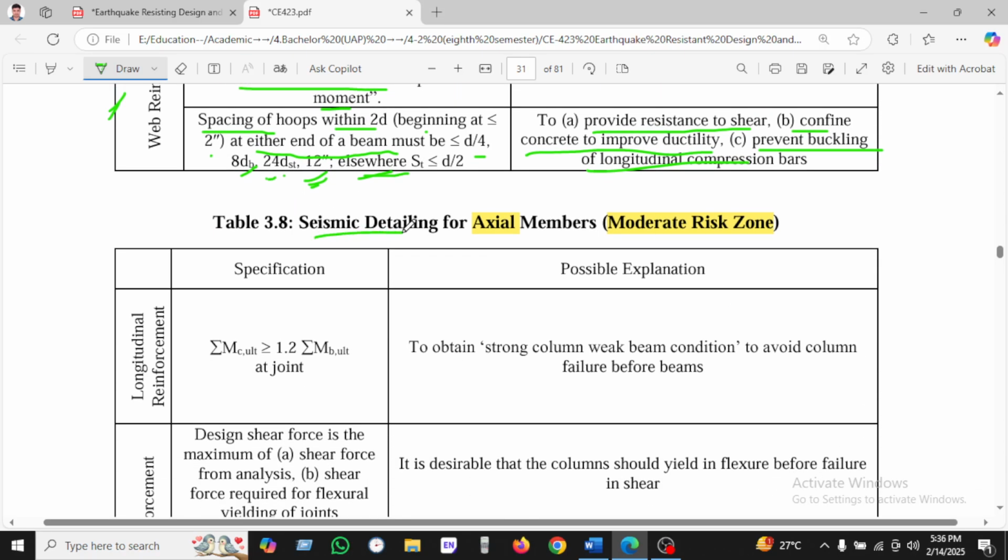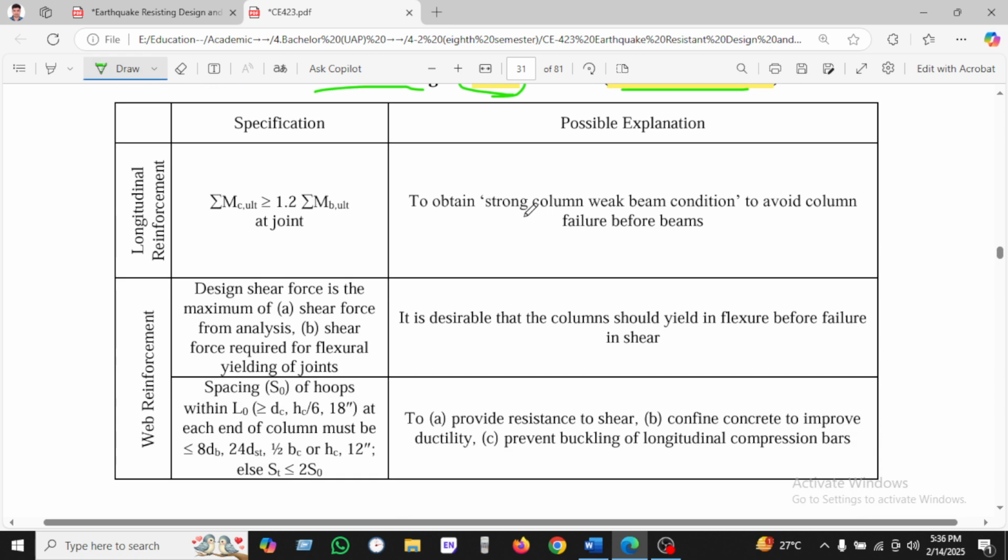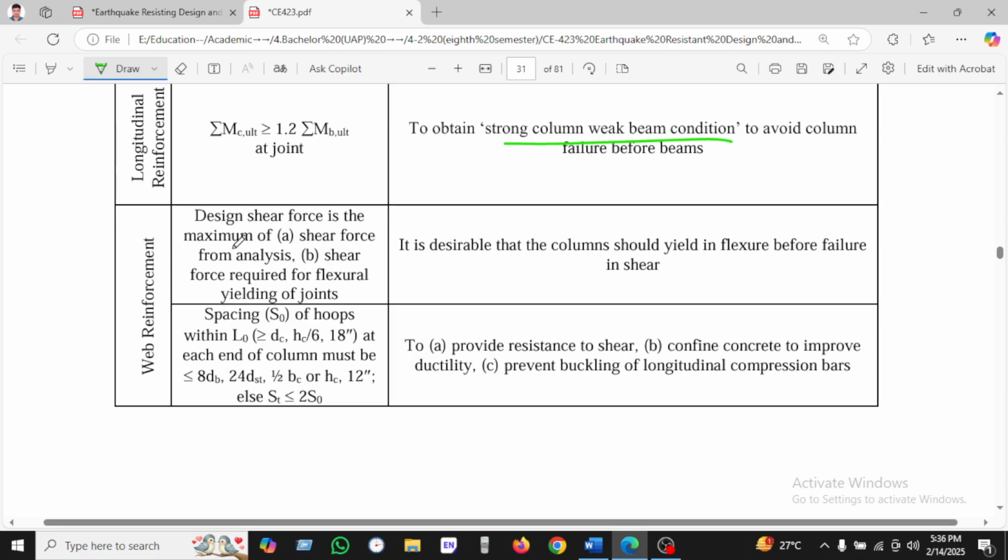Another is seismic detailing for axial members, that is, the column, in the moderate seismic zone. We use the strong column, weak beam concept, where the column moment will be greater than 1.2 times the beam moment. For web reinforcement, the design shear force is the maximum shear force from analysis, and the shear force required for flexural yielding of the joint. It is desirable that the column should yield in flexure before failure in shear.